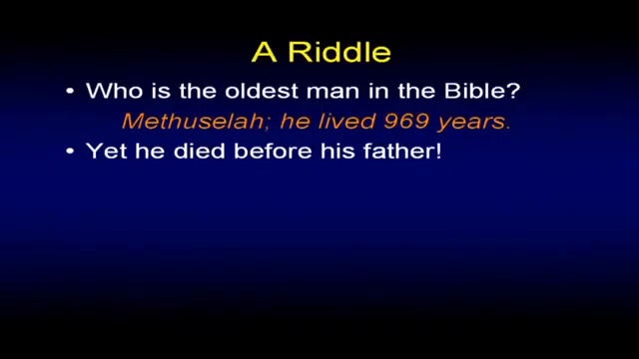How can he be the oldest man in the Bible, yet he died before his father? And that's a puzzler until you remember who his father was. His father was Enoch, who didn't die. Okay? And he was, if you excuse the expression, raptured or translated.